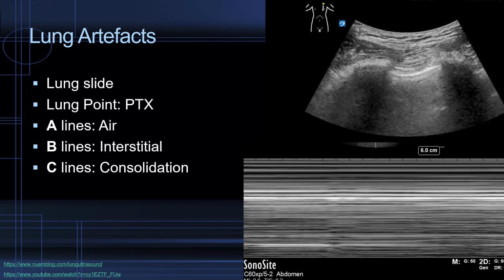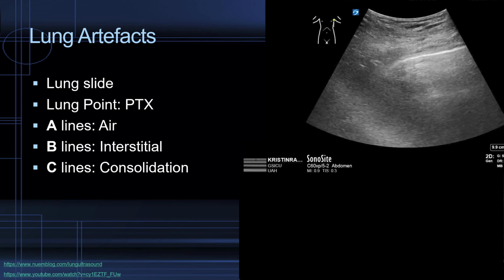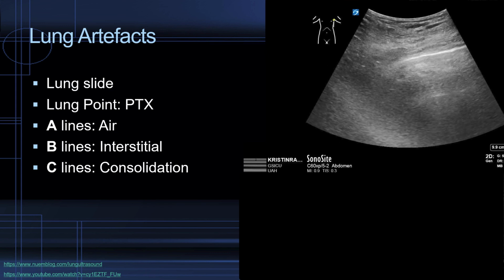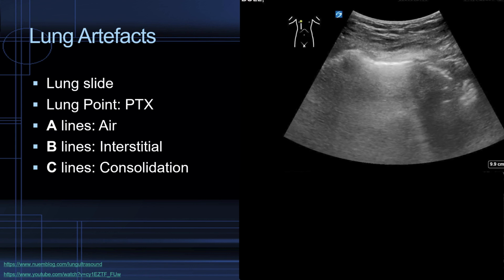Remember in pneumothorax to look for lung point by gliding the probe laterally and downwards towards the stretcher. You should see the leading edge of the lung sliding into and out of view. For A-lines, remember that these mean that there is mostly air below the pleura, such as in a normally aerated lung or in a pneumothorax.